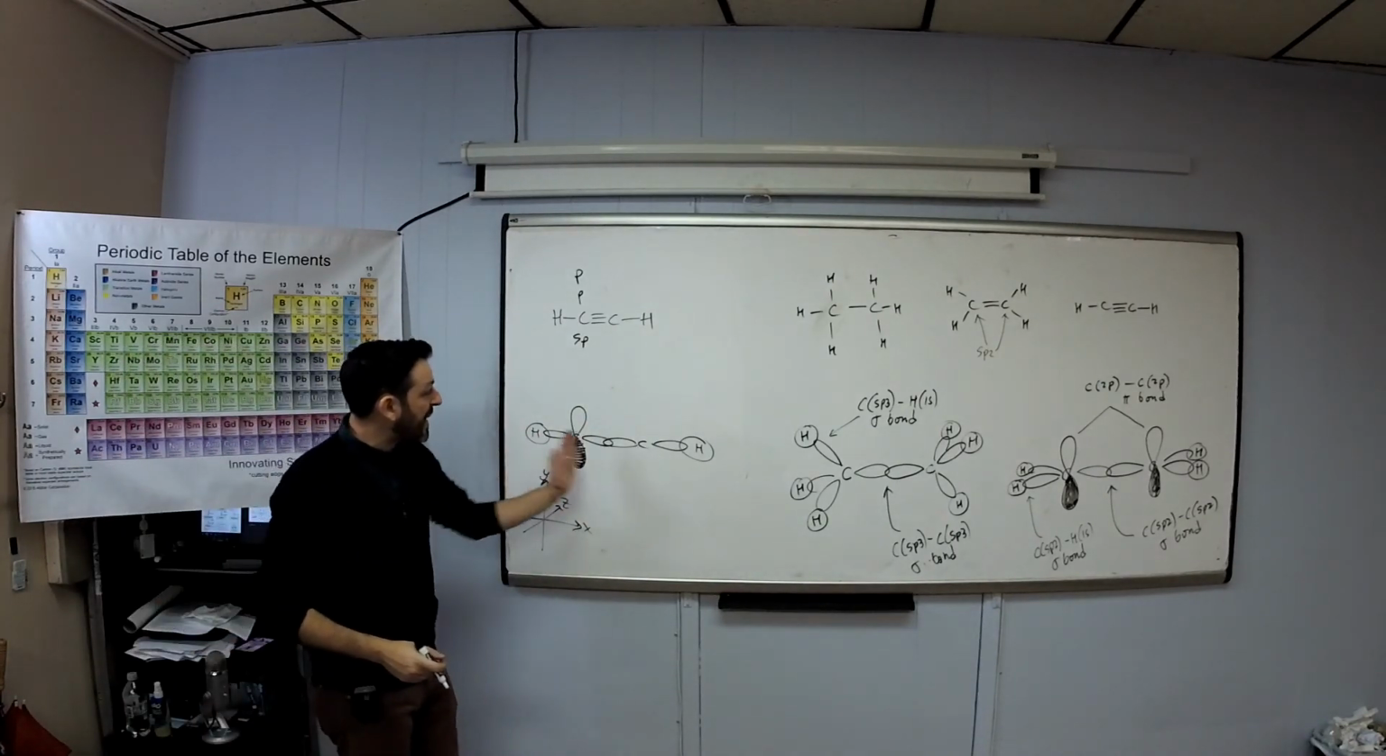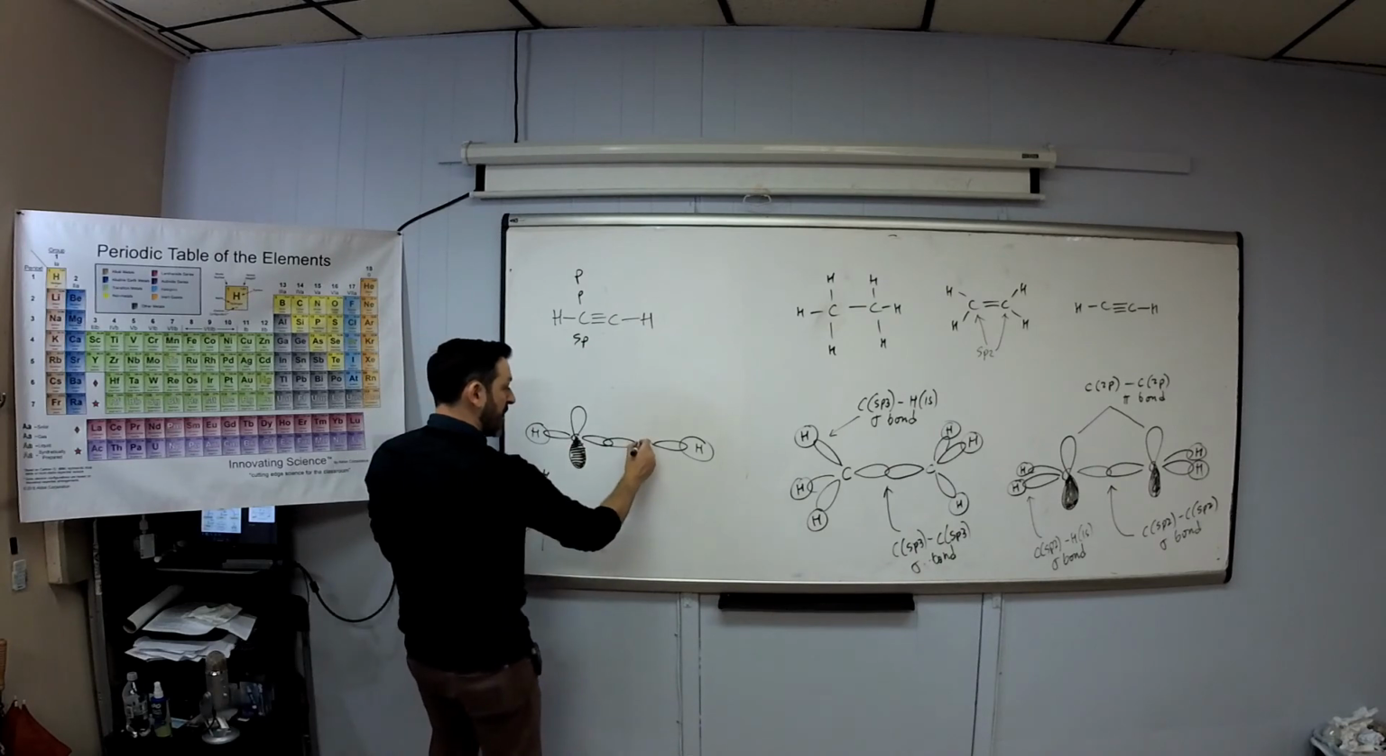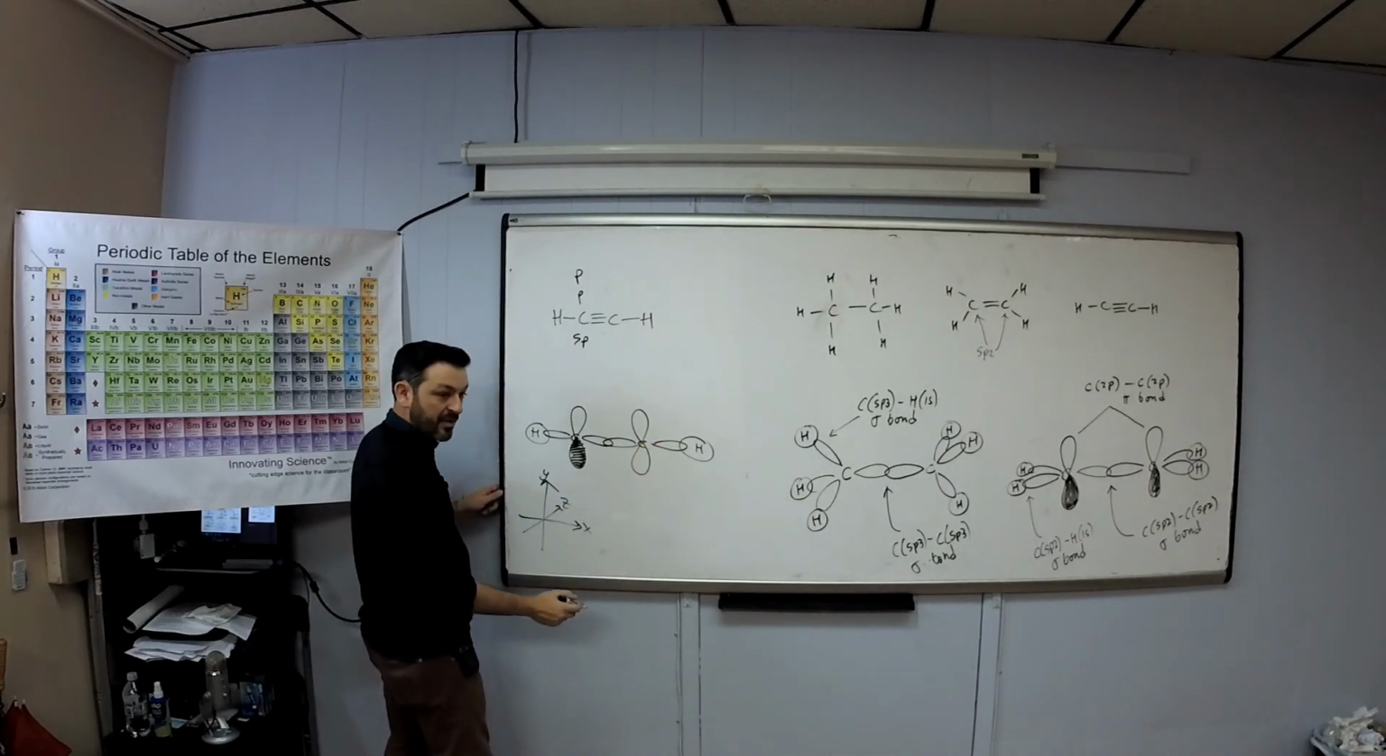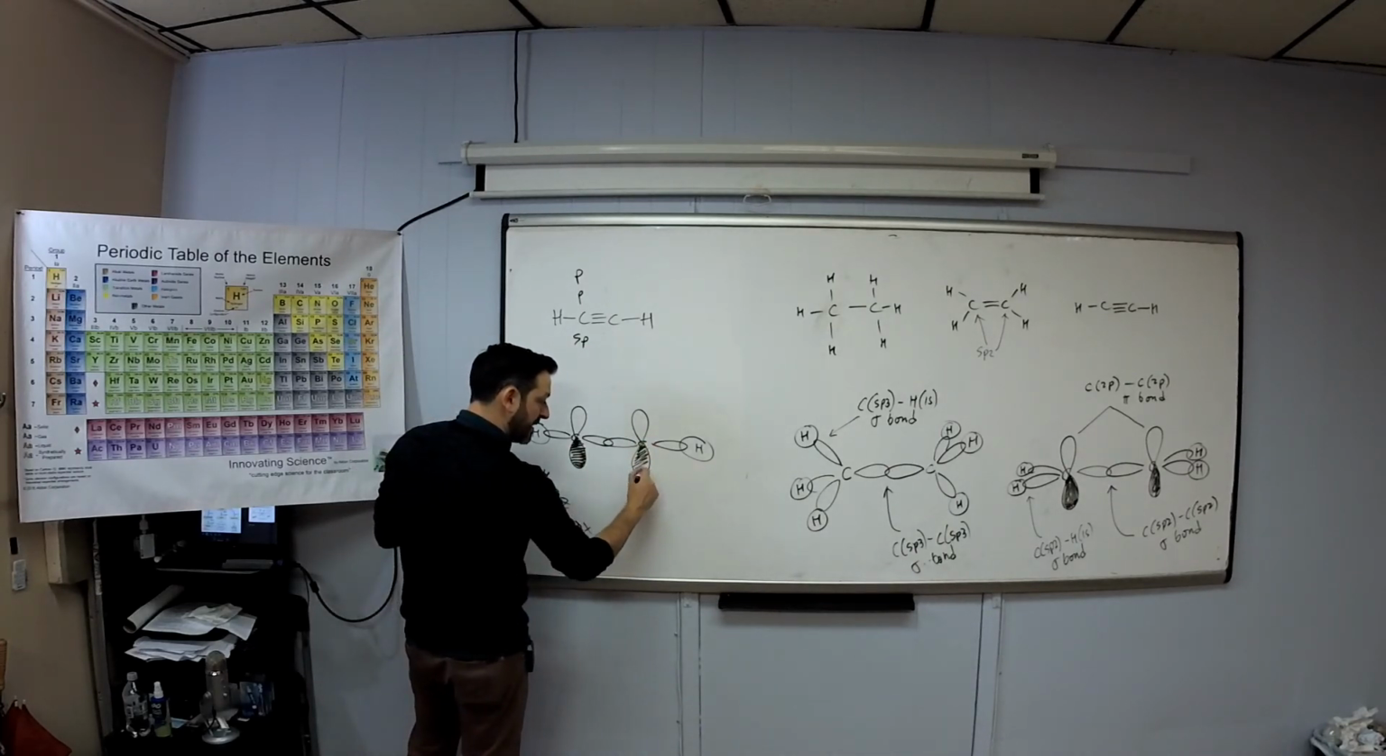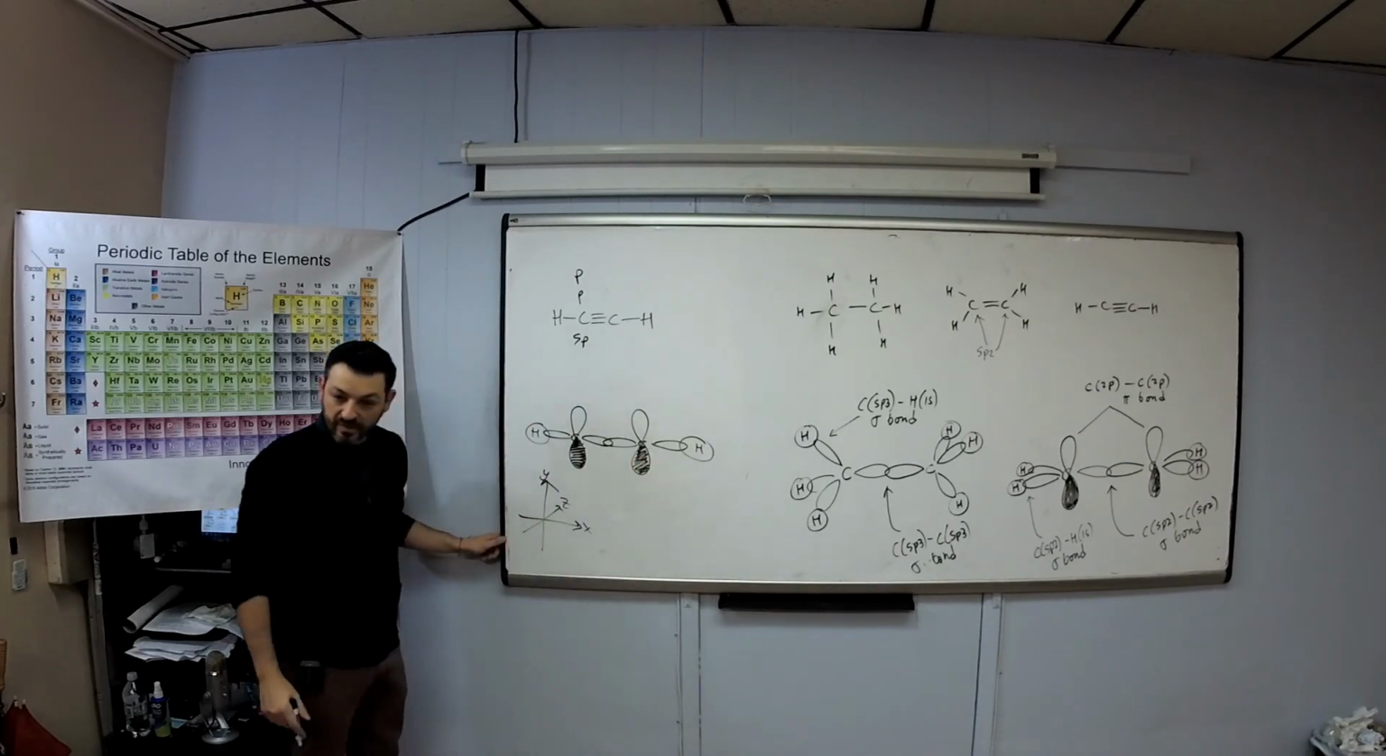But if that's true, then that has to have a pi bond to the other carbon. So I'm going to draw another p orbital on that other carbon and shade the same exact side to make sure that it has a pi bond.